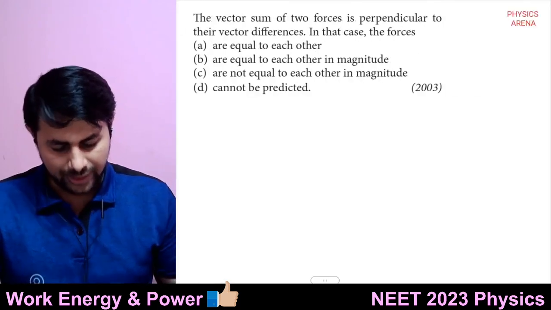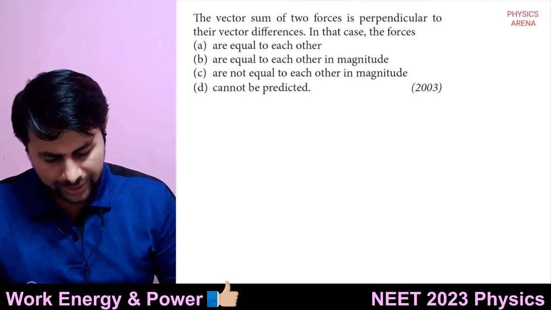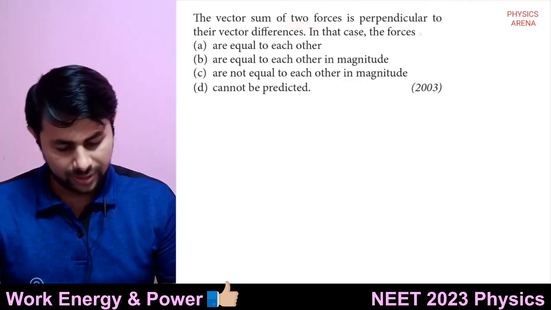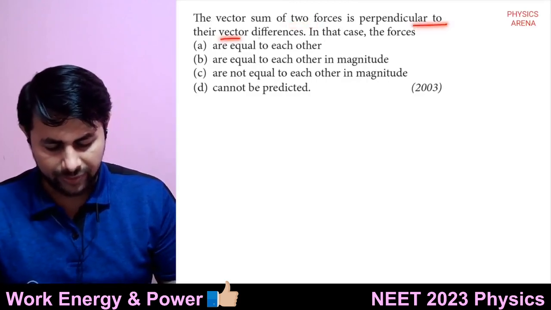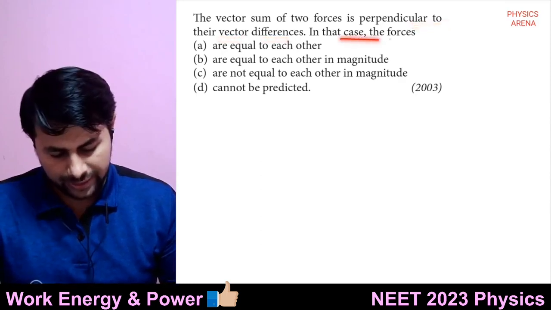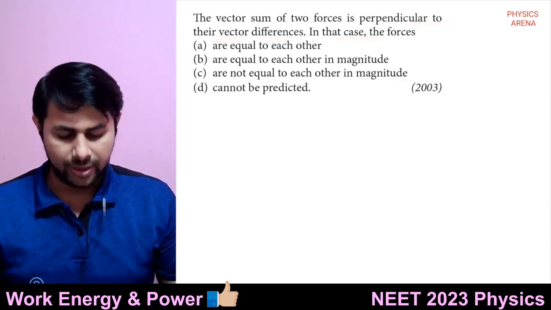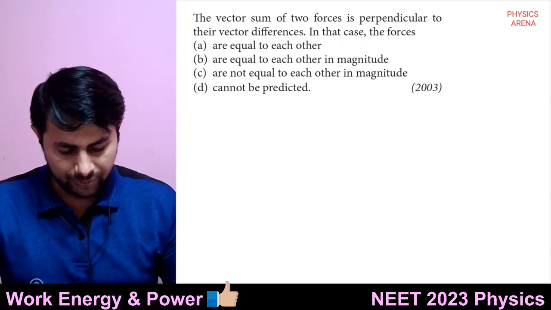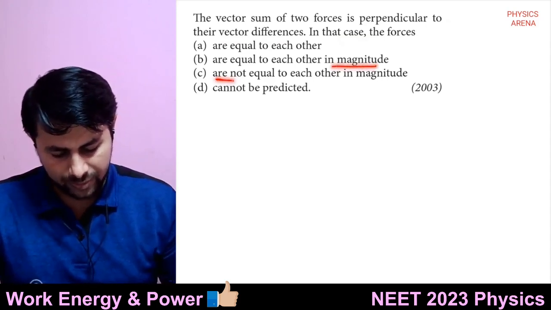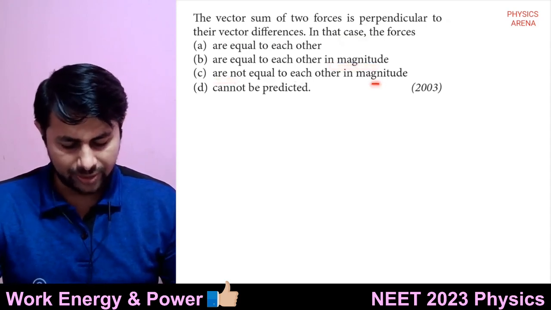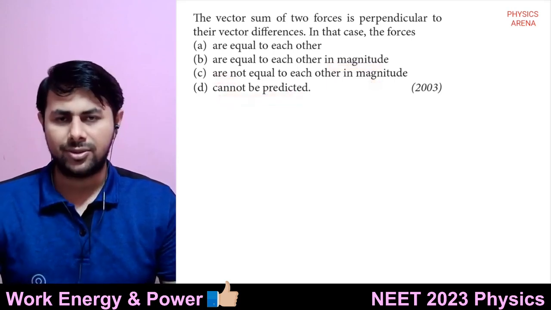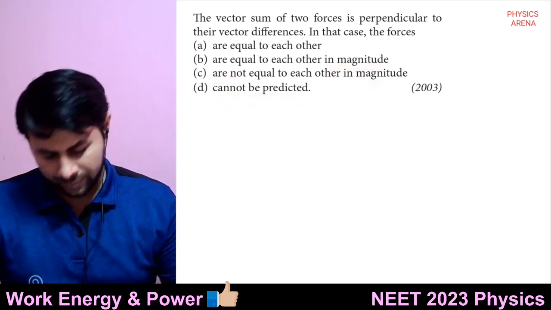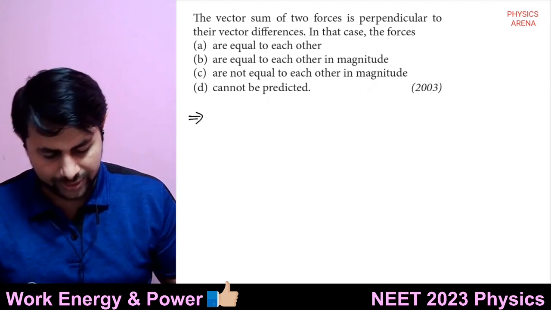Okay, next question. If the vector sum of two forces is perpendicular to their vector difference, in that case the forces are equal to each other in magnitude, are not equal to each other in magnitude, or cannot be predicted. This is the question. Okay, so let's try to solve this.